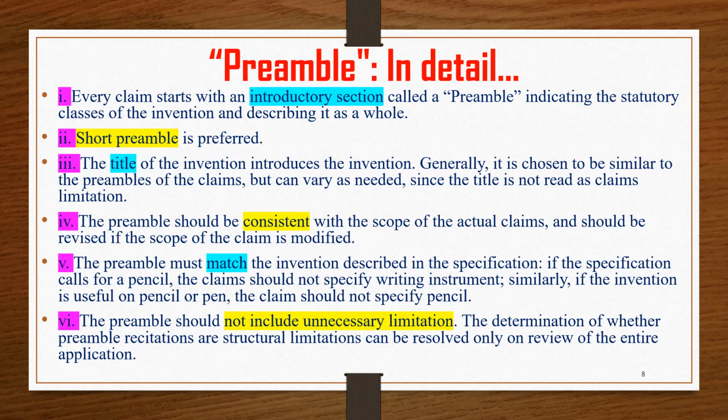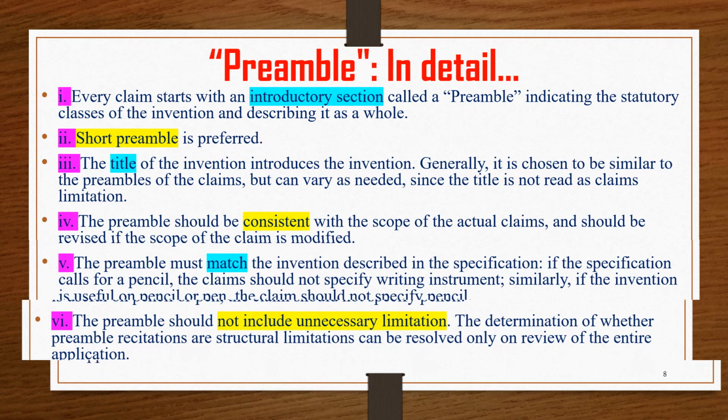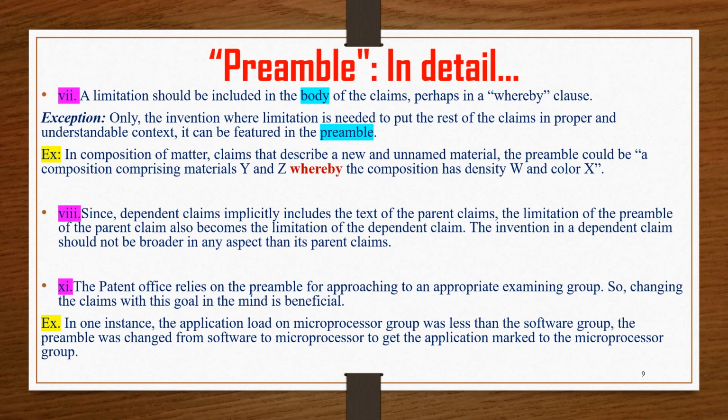Okay. Point number 6. The preamble should not include unnecessary limitation. The determination of whether preamble recitations are structural limitations can be resolved only on review of the entirety of the application, or we can say review of the entire application. Fine. Point number 7 from the preamble in detail. Okay, we are just continuing from our previous slide.